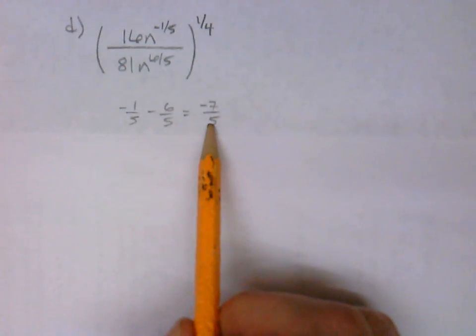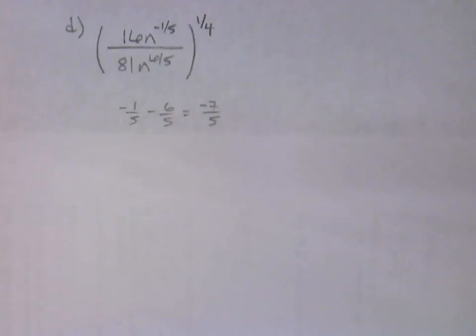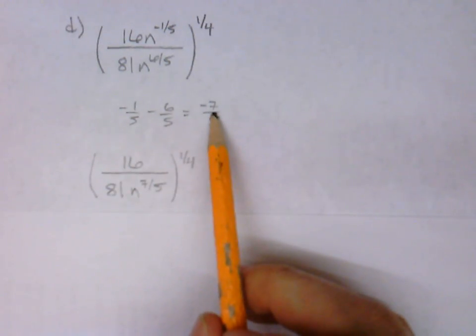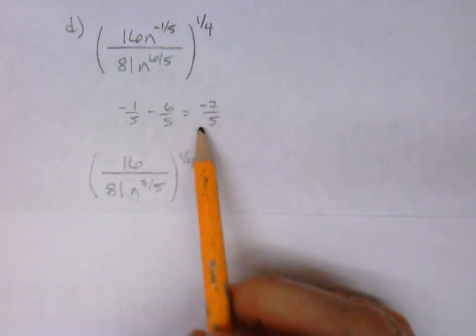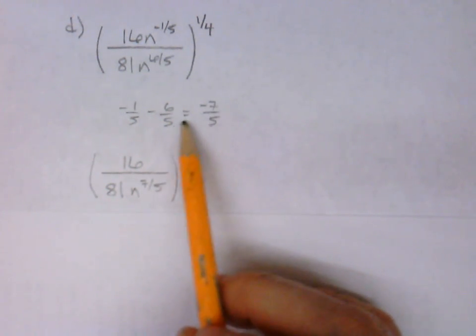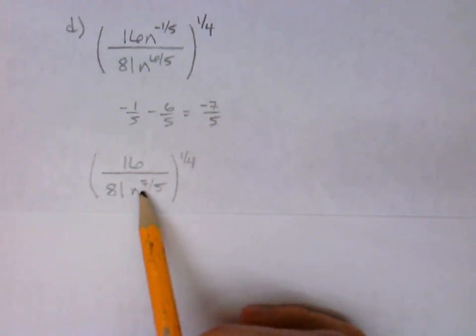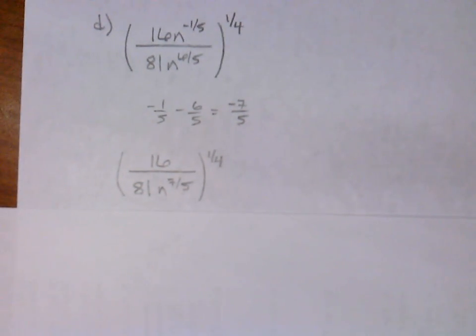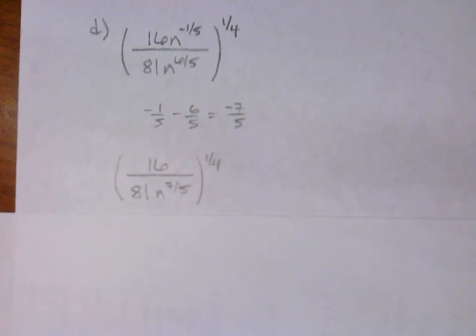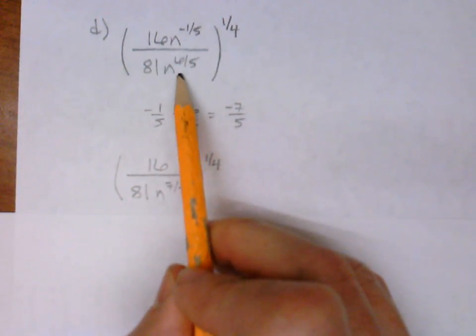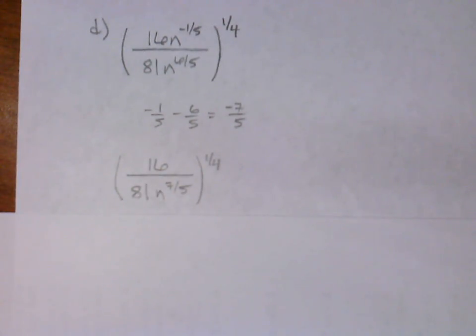If my answer here is negative, what I will do is do the reciprocal thing now at the same step. So let me show you the next thing I would write. If that comes out to a negative 7/5, then I'm thinking n to the negative 7/5. Why don't I just go ahead and put that in the denominator as a positive 7/5. 16 over 81 n to the 7/5, that's all to the 1/4. So all I've done is combine those n's together. There they are. Okay, now this is cleaned up as much as I can get it.